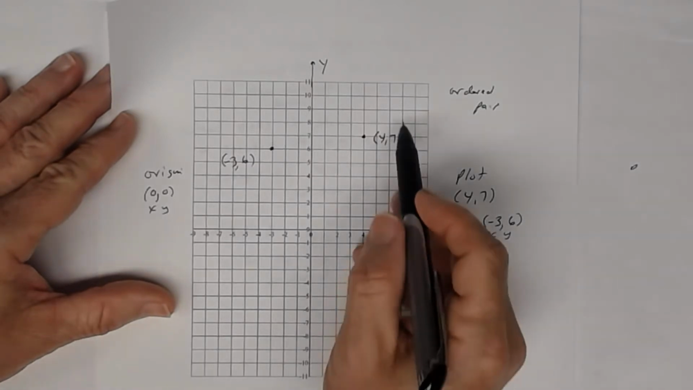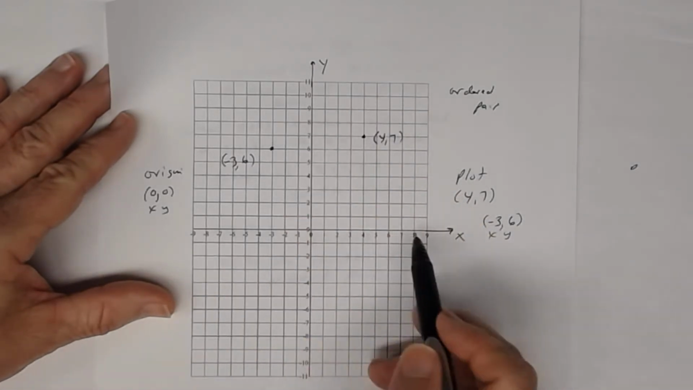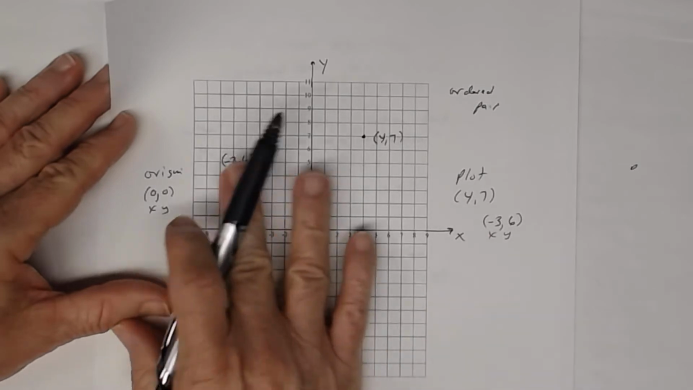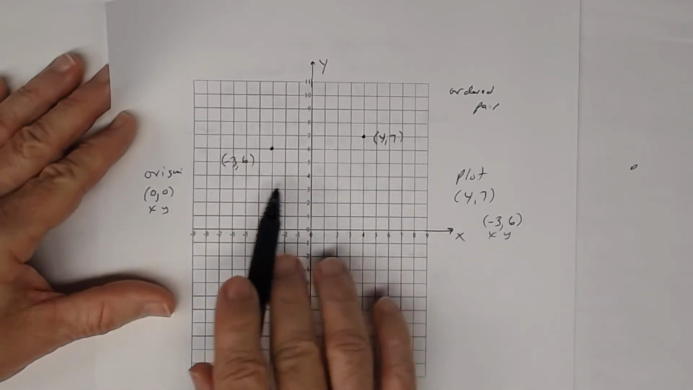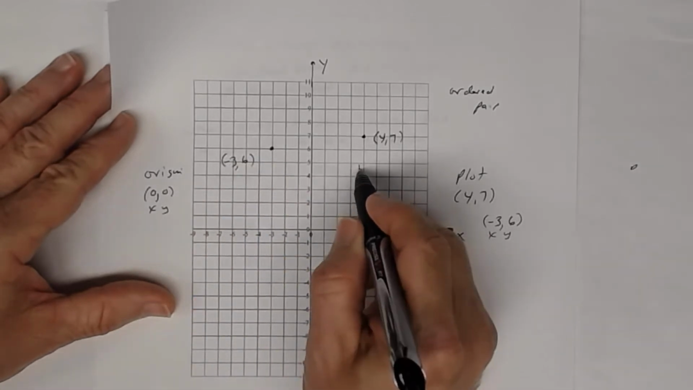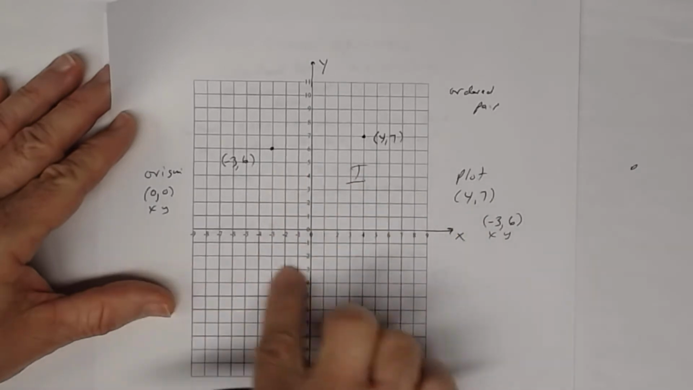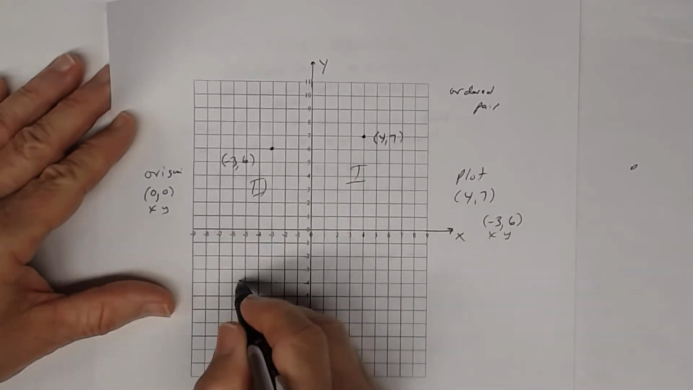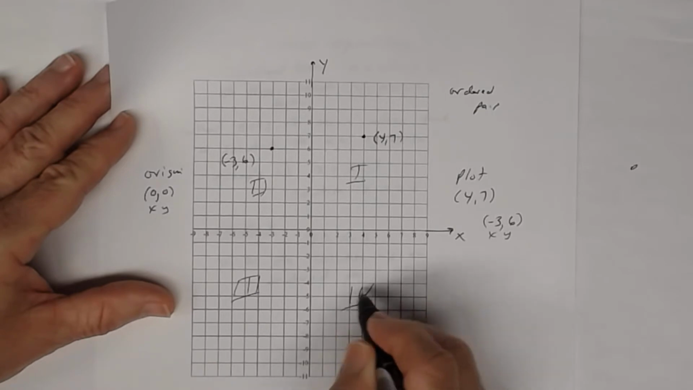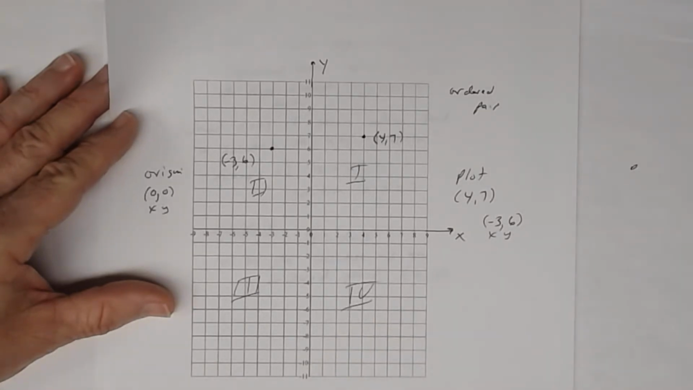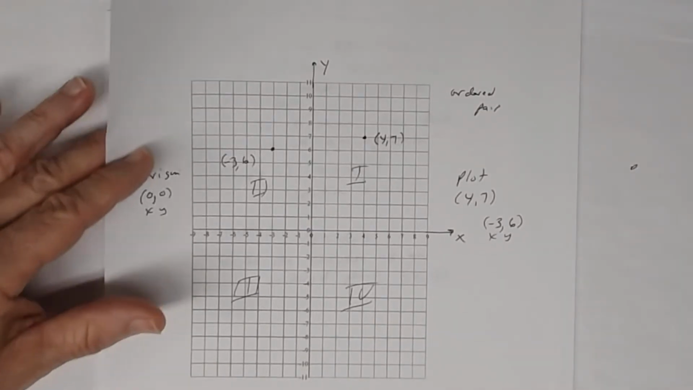And by the way, notice that the x and y axis divides the plane, the coordinate plane, into 4 quadrants. So this is quadrant 1, you go counterclockwise, quadrant 2, quadrant 3, and quadrant 4. Okay? All right, so that's what we mean by an ordered pair.